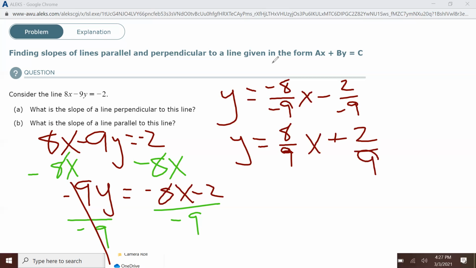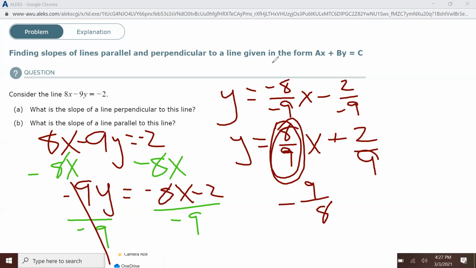Notice that the 8/9 becomes positive because I divide a negative by a negative, and the 2/9 becomes positive for the same reason. The slope is 8/9. And so to answer question A, what is the slope of a line perpendicular to this line? It would have to be this slope flipped over and its sign changed.